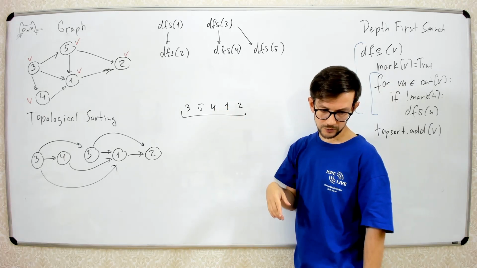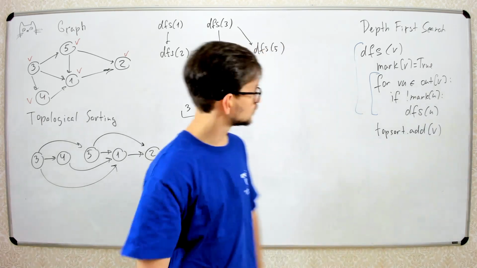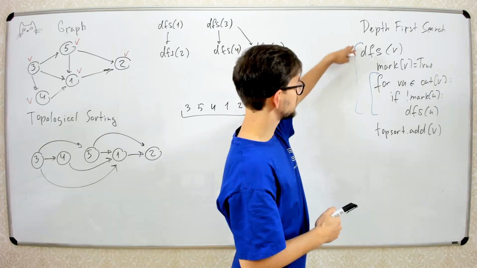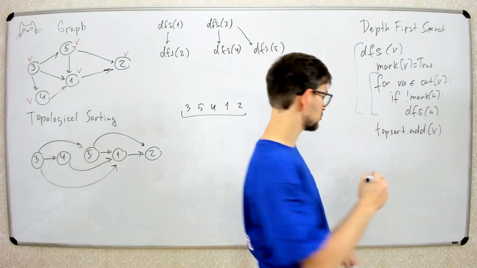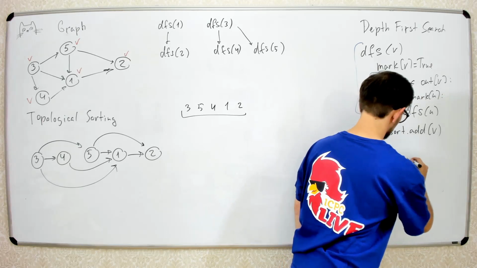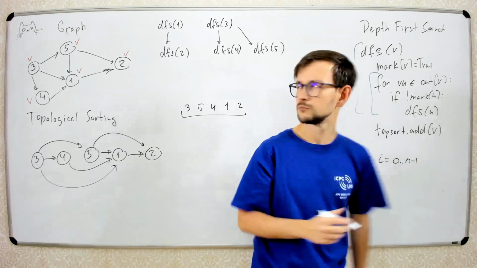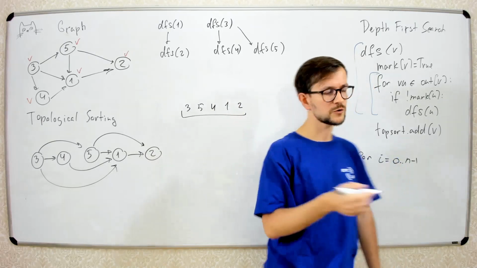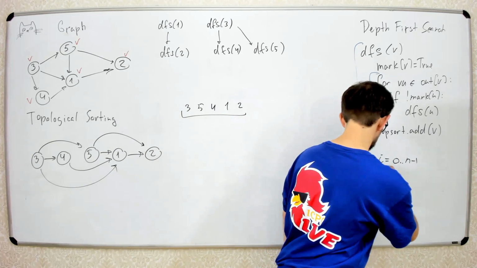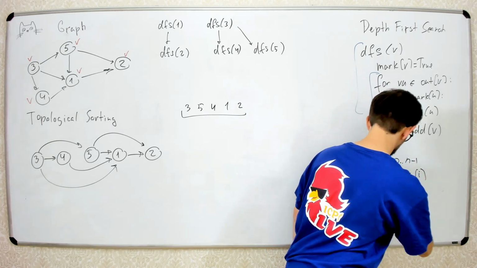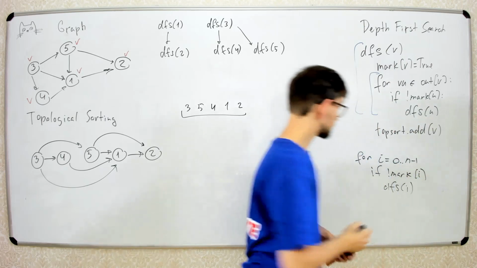So you need an outer for loop. This is the recursive procedure. In your main procedure, you need something like this. You need to iterate over all nodes from 0, let's say, to n-1. Here I enumerate from 1, but usually in your program you start from 0. And see if it is not marked, then you call DFS, like this.